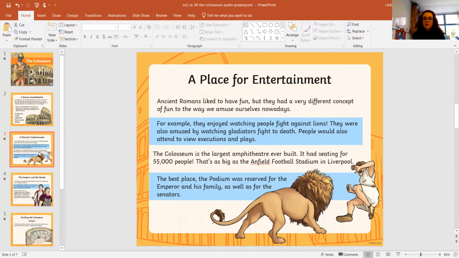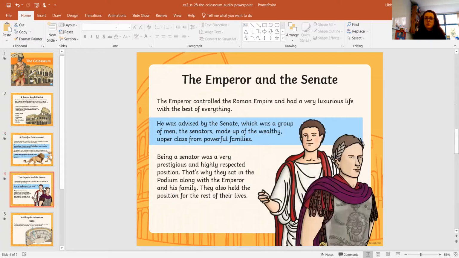So if you sat there, you were a very important person. So you were like the emperor or part of his family, or if you were a senator as well, they went in there. So the podium was the best spot. So the emperor controlled the Roman Empire. He had a very luxurious life, and had the best of everything. So he'd have the best seat, wouldn't he, at the Colosseum?